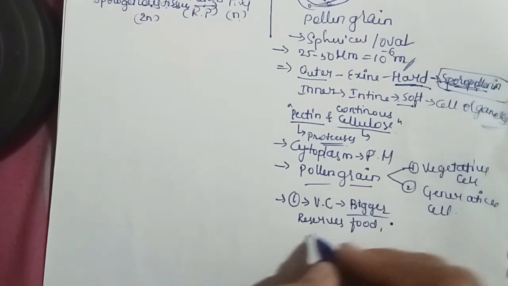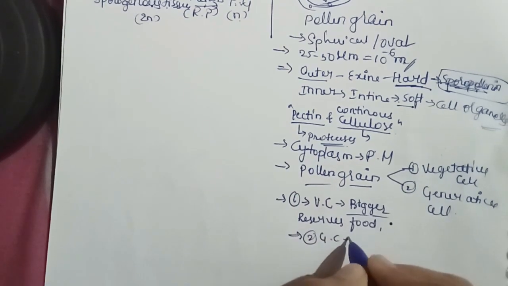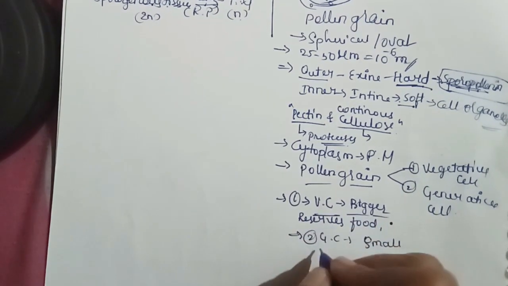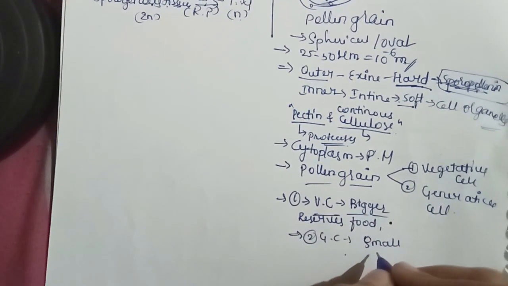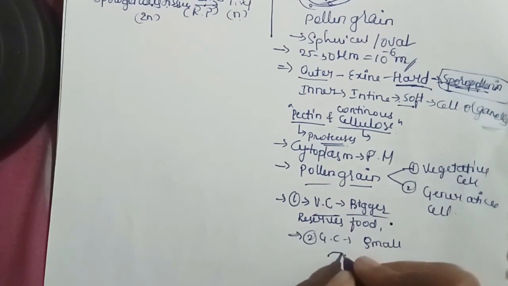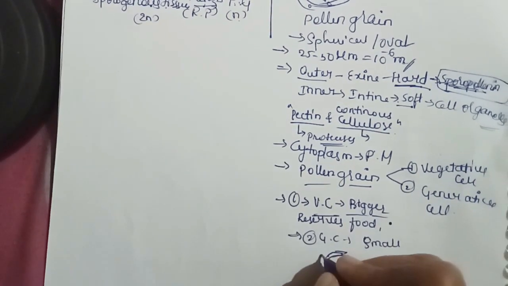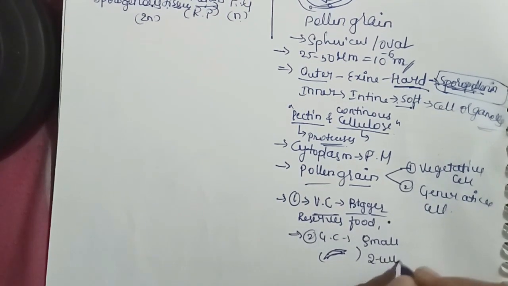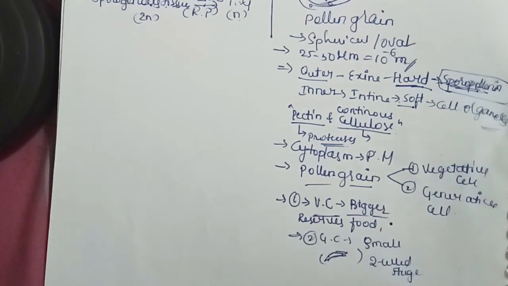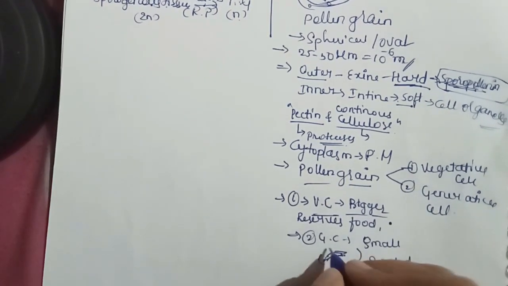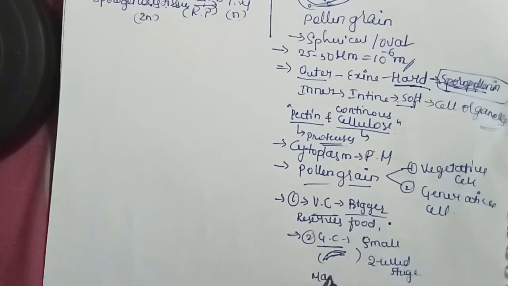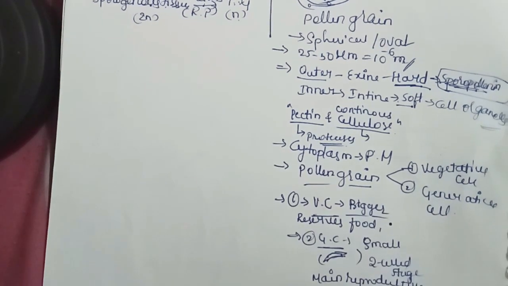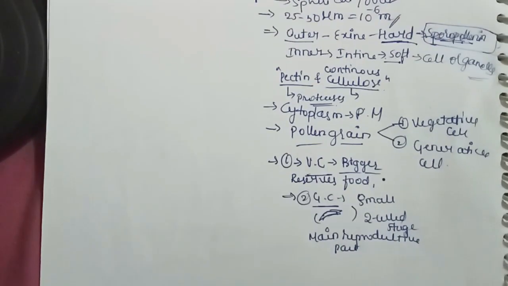And they have a generative cell. The second one, the generative cell, is very small, not like the vegetative part. It is very small and it floats in the cytoplasm. It is a spindle-like structure, you can call it like this. It is a spindle-like structure, and it is having a two-celled stage because it will act as the main reproductive part, which is present in the generative cell itself. So hence it is very important.